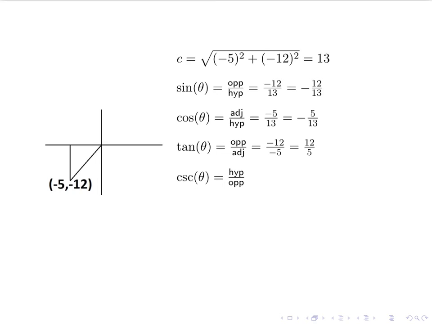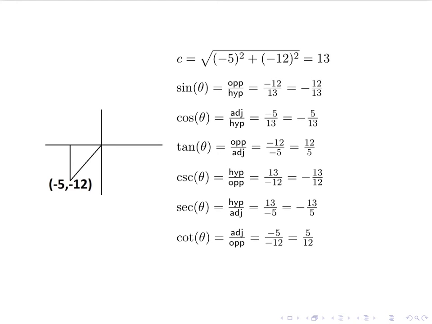The other 3, again, are just reciprocals of the first 3. So cosecant's the reciprocal of sine, so it should be -13 over 12. Secant is the reciprocal of cosine, so it should be -13 over 5. And lastly, cotangent's the reciprocal of tangent, so it should be 5 over 12.